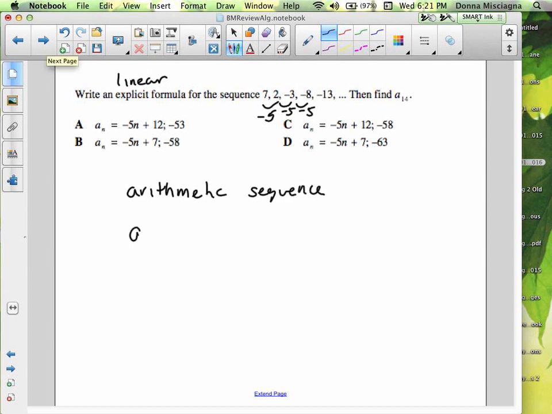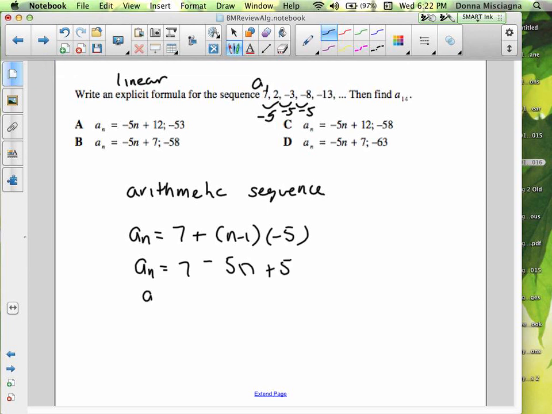Okay? So the formula would be the first term, a1. a1 is right there at 7. So it would be 7 plus n minus 1 times our common difference. Our common difference is negative 5. We're going down by 5. Now all I have to do to write the equation is just simplify this out. Negative 5 times n is going to be negative 5n. And then negative 1 times negative 5 is a positive 5. So it's a sub n equals negative 5n plus 12. That's our equation. Okay? So you just have to write your arithmetic sequence, which is a1 plus n minus 1 times your common difference, and then simplify it to get the linear equation, to get the explicit formula.